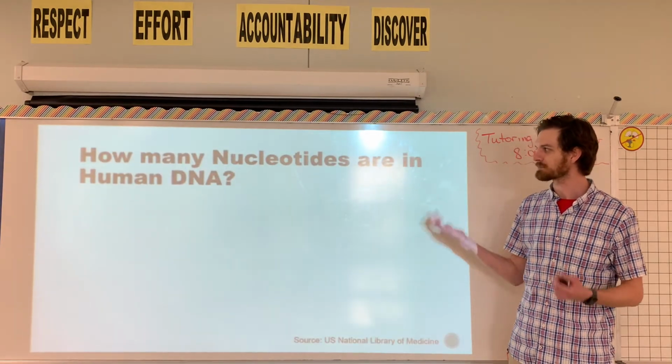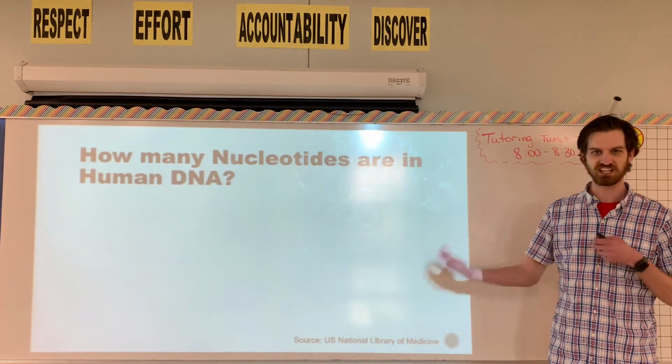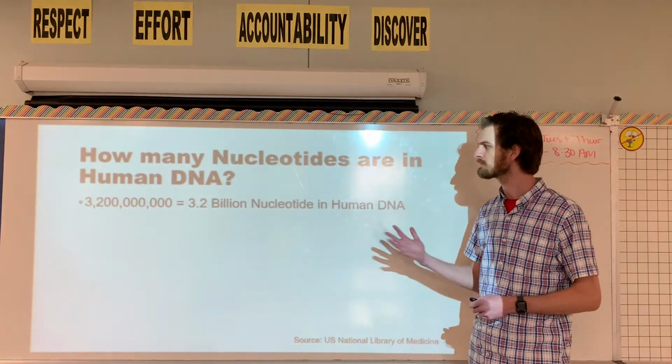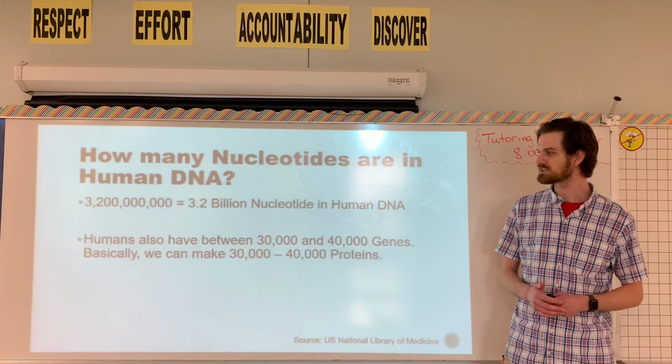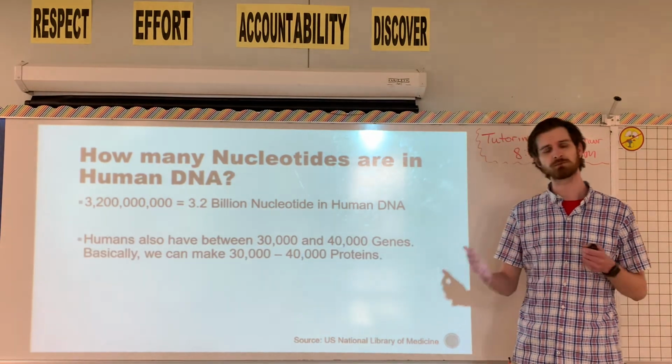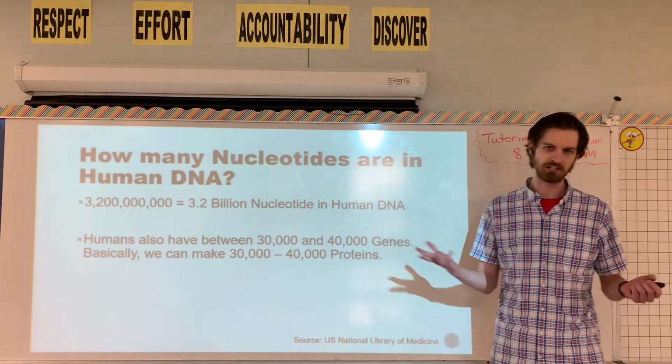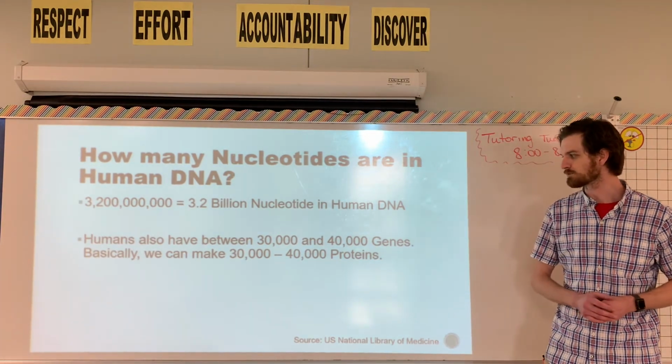But ultimately, how many nucleotides are in human DNA, just to give you a little background on these mutations and whether you should be worried about them or not. We have about 3.2 billion nucleotides in our DNA, and we code for somewhere between 30 and 40,000 genes. So realistically, we can make somewhere between 30 and 40,000 proteins.